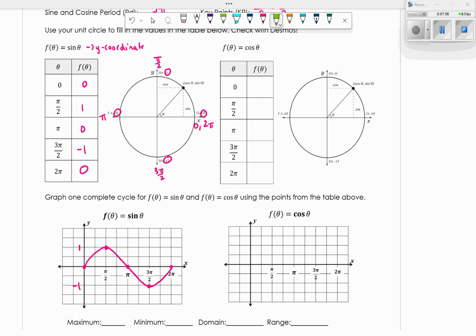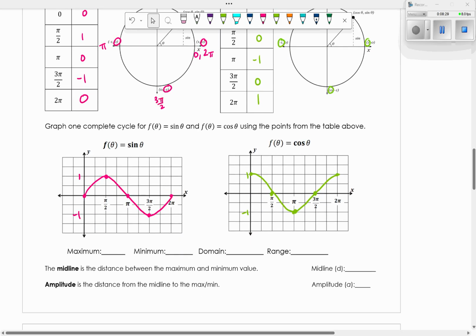Over here for cosine, cosine is the x coordinate on the graph. So the x coordinate would be 1, 0, negative 1, 0, 1. Again, I'm going to skip a line. So it starts at 1, then goes to 0 at pi over 2. Pi is negative 1, 0, and then 1. So my graph would look something like this.